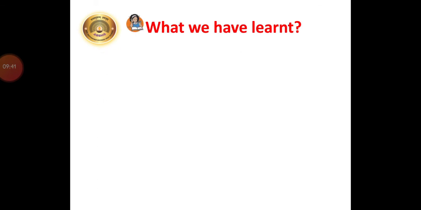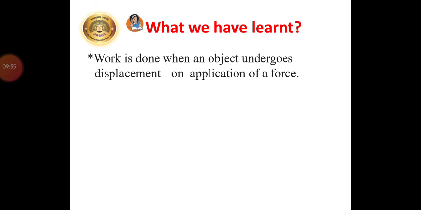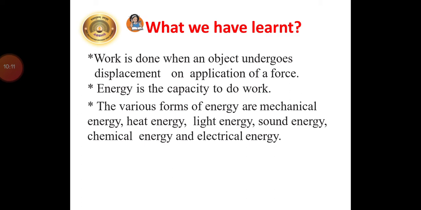So, here we have completed lesson number 11, Work and Energy. Let us see what we have learned in this lesson. Work is done when an object undergoes displacement on application of a force. Energy is the capacity to do work. Everyone's capacity is different. The various forms of energy are mechanical energy, heat energy, light energy, sound energy, chemical energy, and electrical energy.